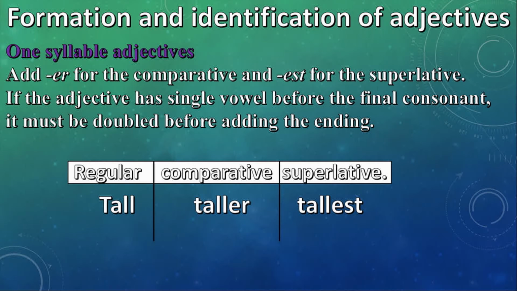If the adjective has a single vowel before the final consonant, the consonant must be doubled before adding the ending. So tall, taller, tallest is just one example here. The regular adjective, then the comparative form when you're comparing 2 people, and the superlative when you're comparing a group.